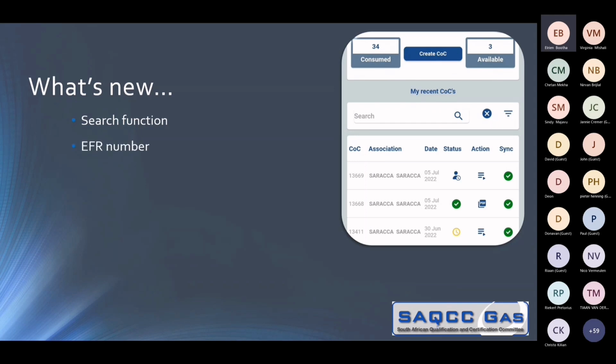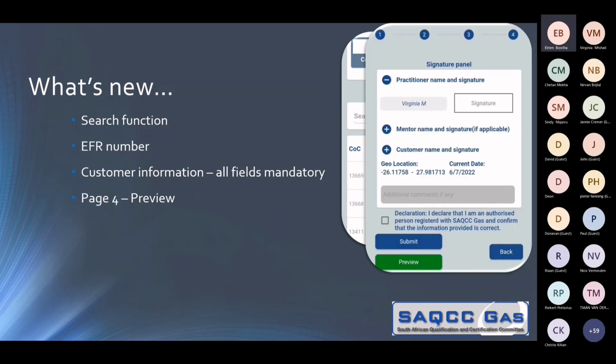The next function is on page 4, where we have a preview button. Previously we had back, save, or submit. There's a new preview button that lets you preview your whole CoC and verify that all your information is correct before you give it to your customer to sign. Take note, if you sign and then preview without saving, the signatures won't stay there. So complete your whole CoC, make sure everything is correct, then do the signatures and submit.